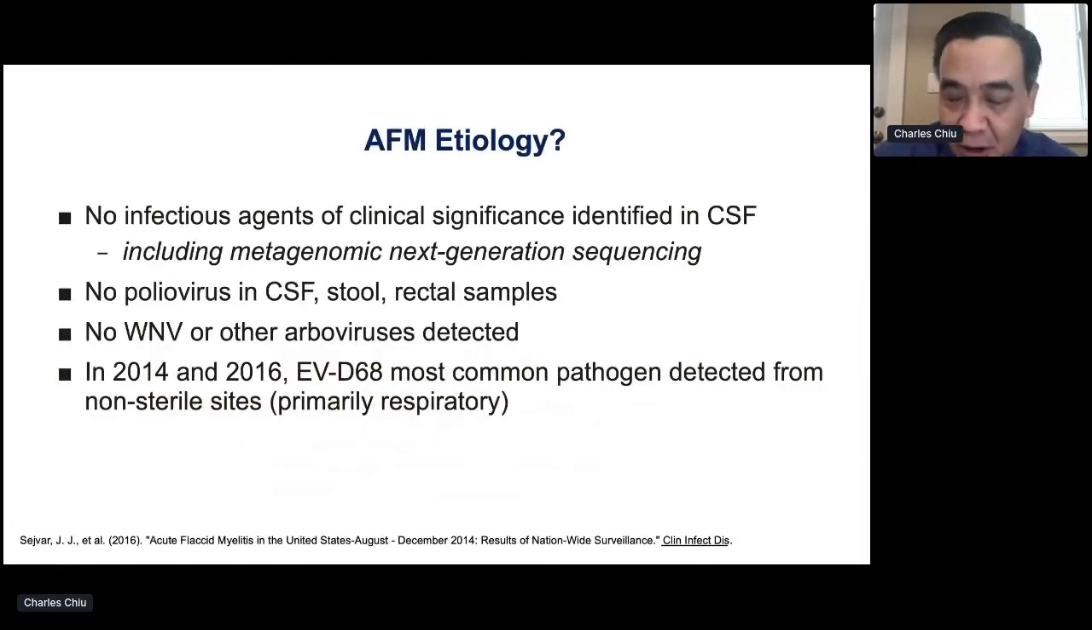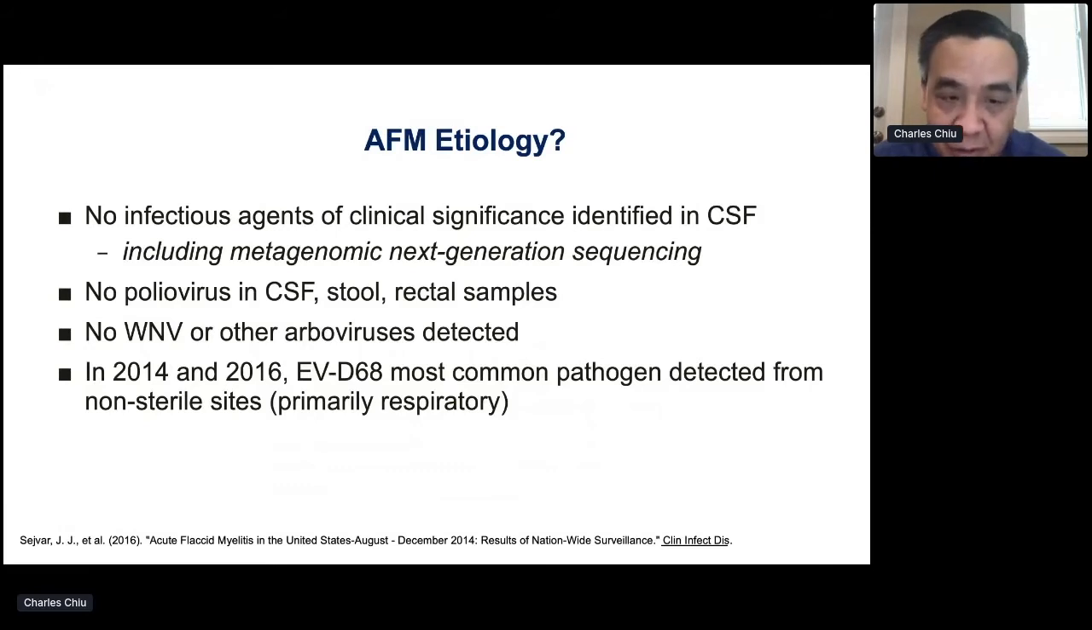So before I actually talk about the diagnostic tools, let's review this key question of AFM etiology. Because if you don't understand the etiology of AFM or why any given patient may have acute febrile myelitis, there's no way to be able to effectively manage or treat the patient's disease. One thing is that when we did metagenomic next generation sequencing to look comprehensively for infectious agents that may be identified in CSF, we didn't find anything.